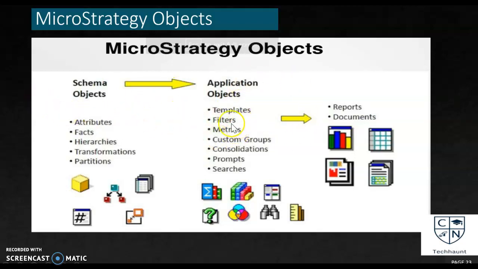We have two types of filters there. And we have metrics, and a metric you can just consider like a value. For example, a class has 60 students, so the 60 is the metric value for the student attribute. Here the attribute is students, and students have a value of 60 strength in your class. You can also create custom groups, consolidations, and prompts. There are multiple types of prompts there. You can also have search options there, so you can search the objects very quickly and easily.